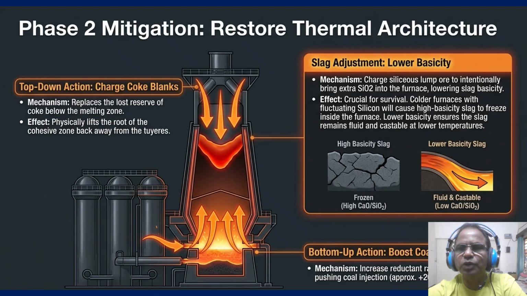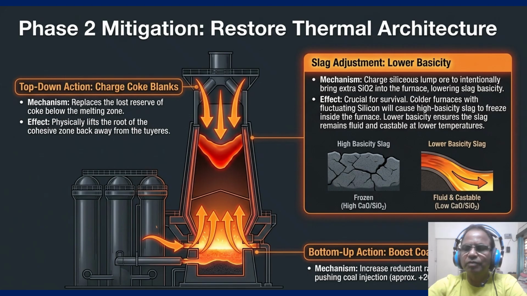Finally, we boost coal injection by approximately 20 kg per ton to increase the reductant rate immediately. We are essentially overfueling the hearth to ensure that any material reaching the tuyere can be fully processed and melted. If these mitigations fail or are executed too late, the physical cost of inaction is devastating.